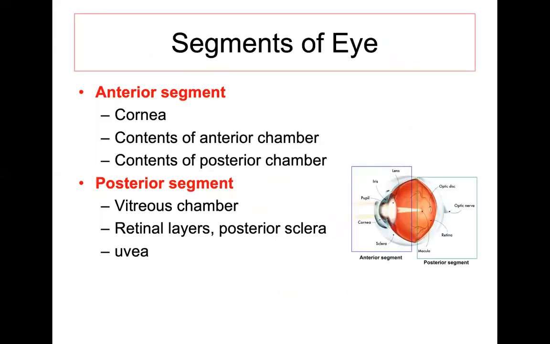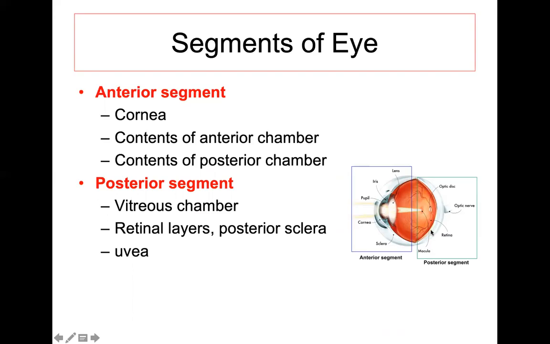Now, the eyes also have two segments. You have your anterior segment. Usually, in the segments of the eye, it is the lens that divides it into an anterior segment and a posterior segment. The anterior segment is where you find your cornea, your anterior chamber contents, and your posterior chamber. For the posterior segment, you have the vitreous chamber, the posterior sclera, the choroid or uvea, and your retinal layers.